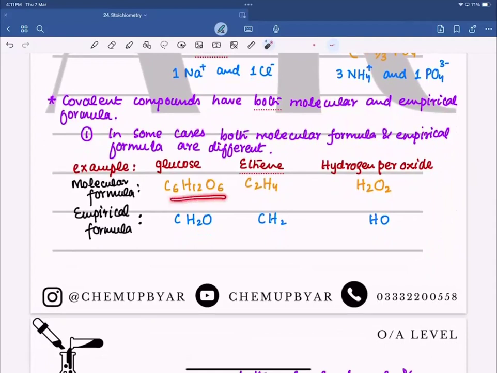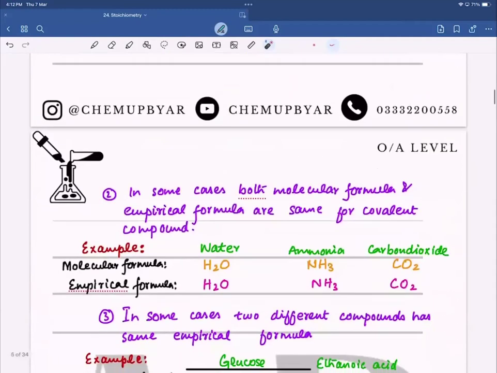So see, glucose, that is the molecular formula. If I simplify it, it will become its empirical formula. Ethene, another molecule, C2H4, can be simplified. So that yellow one is the molecular formula of ethene, and this blue one is its empirical formula. Then hydrogen peroxide, it's H2O2, can also be simplified to HO. But there are a few covalent compounds whose molecular and empirical formulas must be the same, like water. I cannot simplify it further, so its empirical formula would be the same. Ammonia, its empirical formula will be the same. Carbon dioxide, its empirical formula will also be the same.